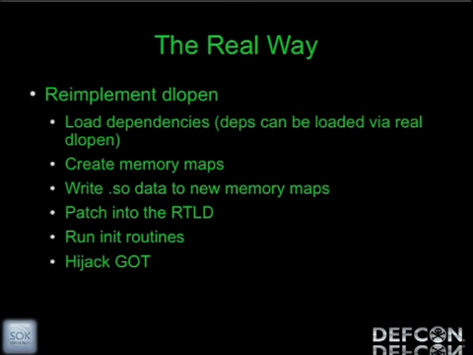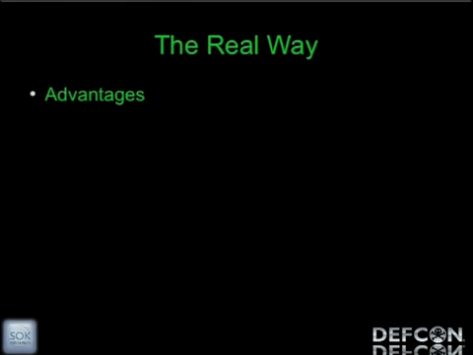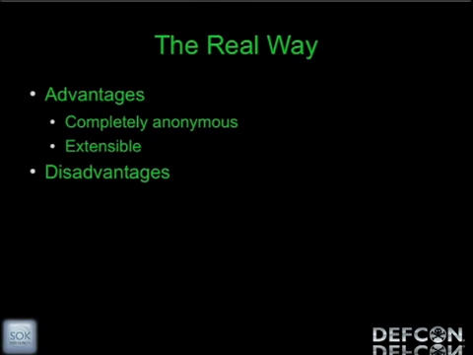You'll hijack the global offset table. There's some advantages to that. It's completely anonymous. So now you've hijacked recv in Apache, and the system administrator, when he cats /proc/pid/maps, is not going to see anything out of the ordinary. He's going to see, oh, libc is loaded. That's cool. So he's going to just continue on his way. It's extensible. You can extend it really easy. It's really powerful. There are some disadvantages, though.